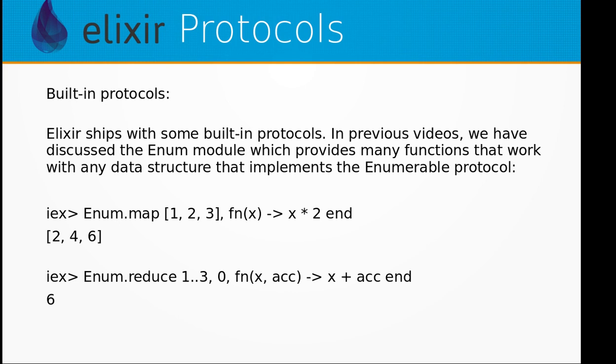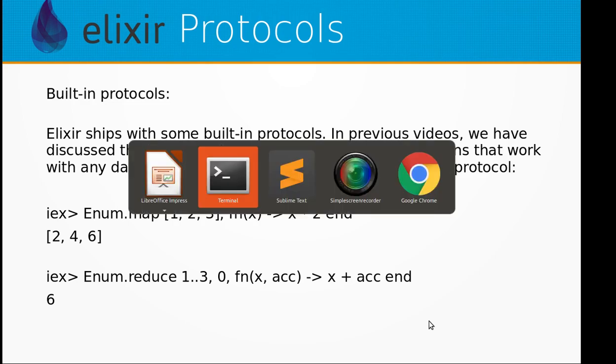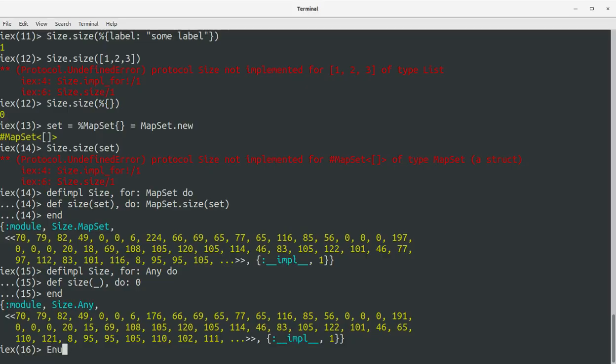Let's look at built-in protocols in Elixir. Elixir ships with some built-in protocols. In previous videos, we have discussed the Enum module, which provides many functions that work with any data structure that implements the Enumerable protocol. So let's look at Enum again and revisit it.